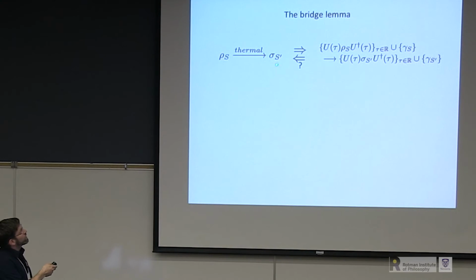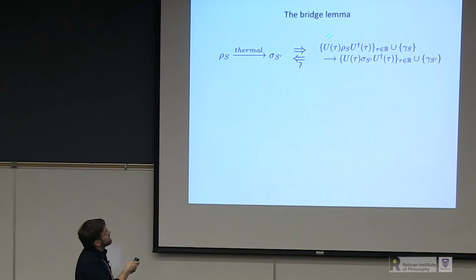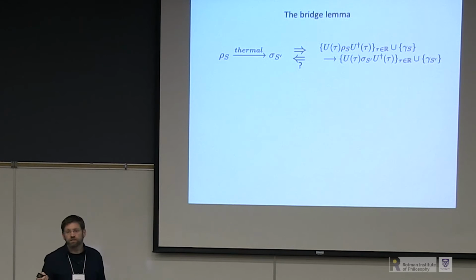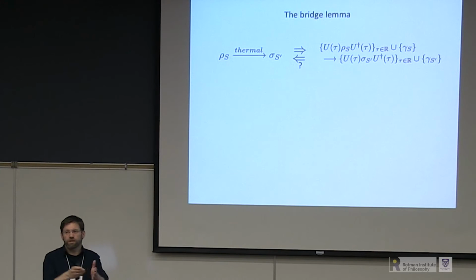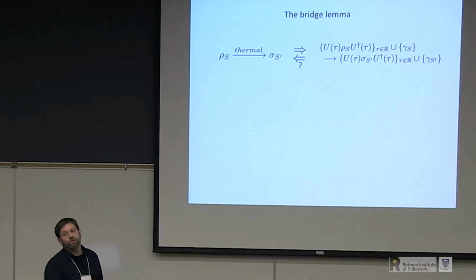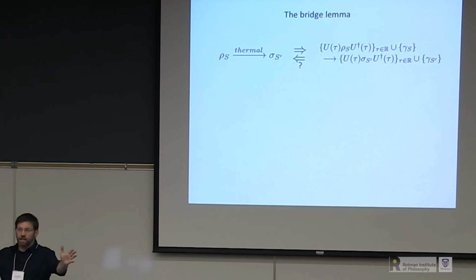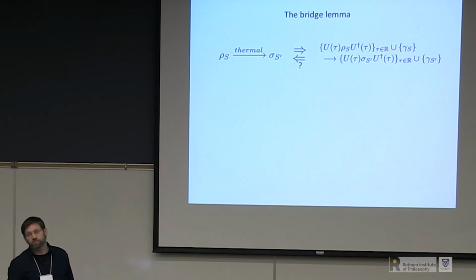So if rho can go to sigma by thermal operations, then this set of states here is the group orbit of rho for the group of time translations. Just consider rho and all of its time translated images for every possible interval, together with the thermal state for the system that rho is defined in. That gives you a set of states, and the question is, can that set of states be converted to the set of states which is the group orbit of sigma under time translations, together with the thermal state for the system that sigma is defined on?